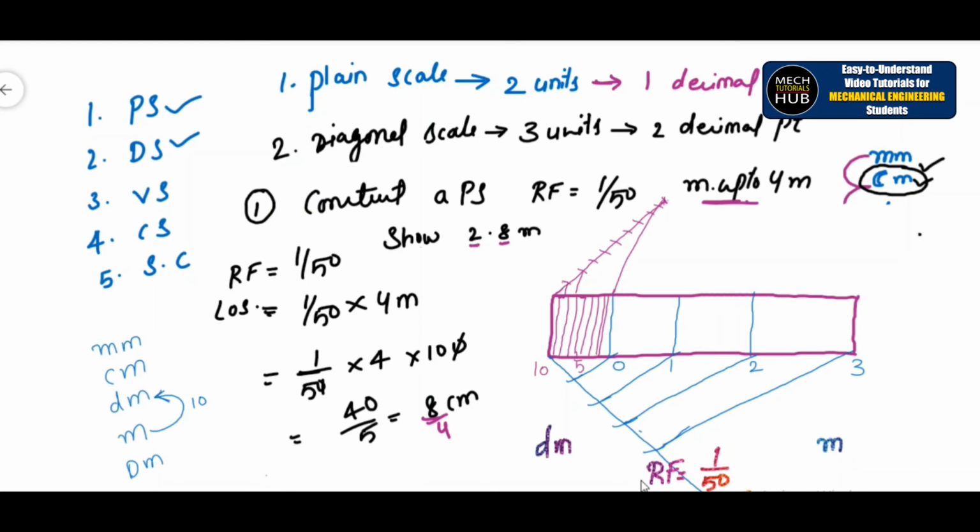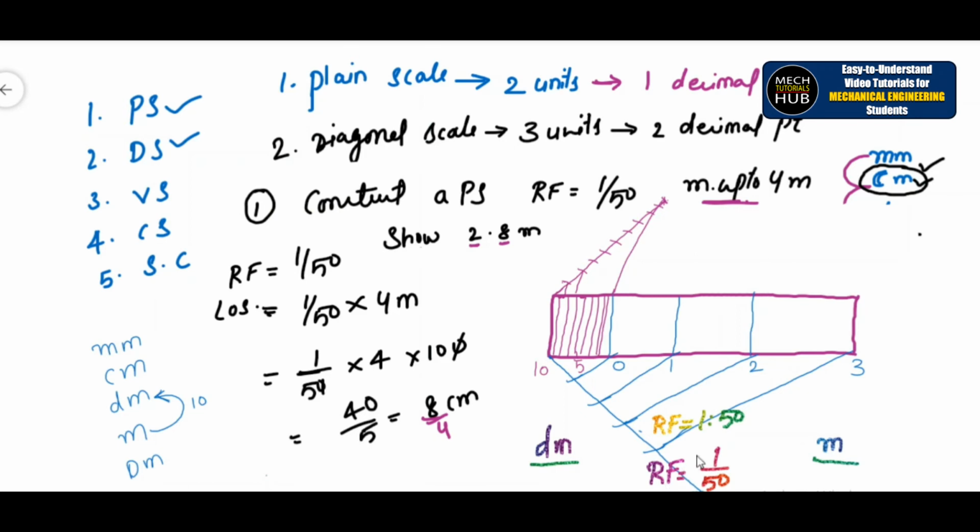Okay, you can write it as something like RF value can also be written as 1:50. That is also fine. Okay, now these divisions will read the decimeter scale and these divisions will read the meter scale, and this is the RF value which is given in the question. Okay, this is how we need to develop a scale.